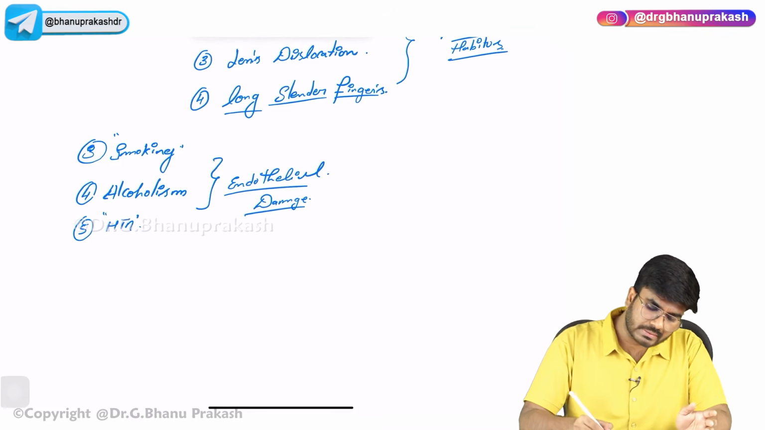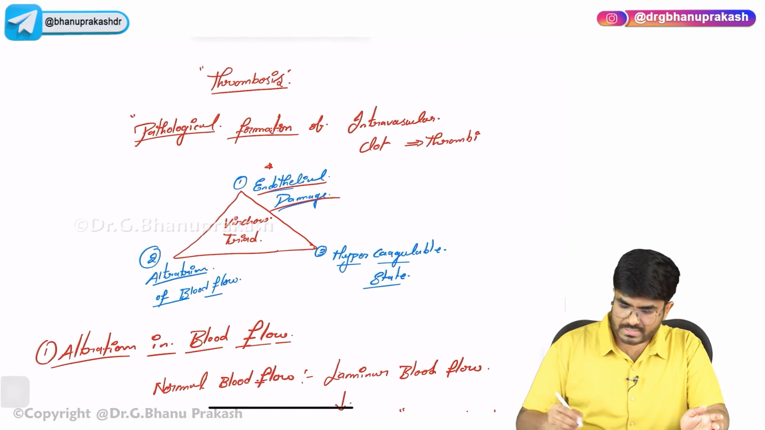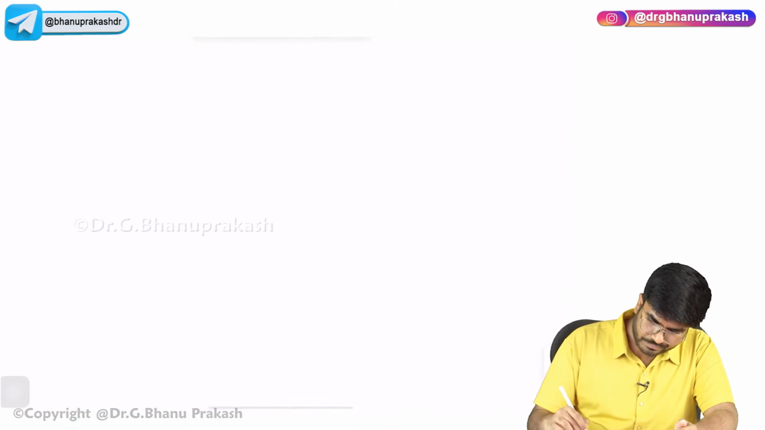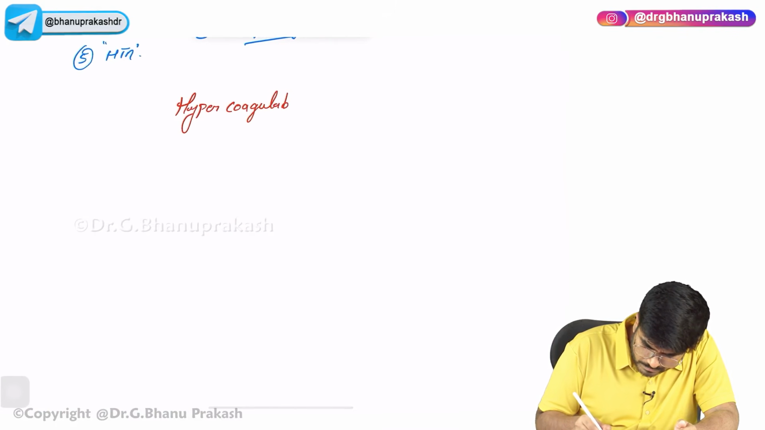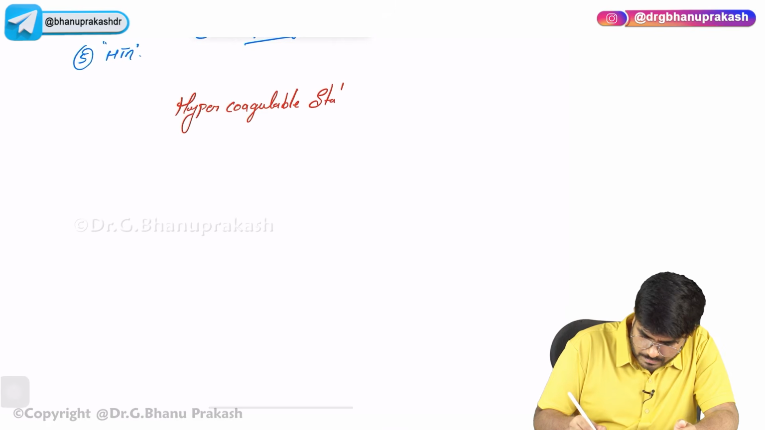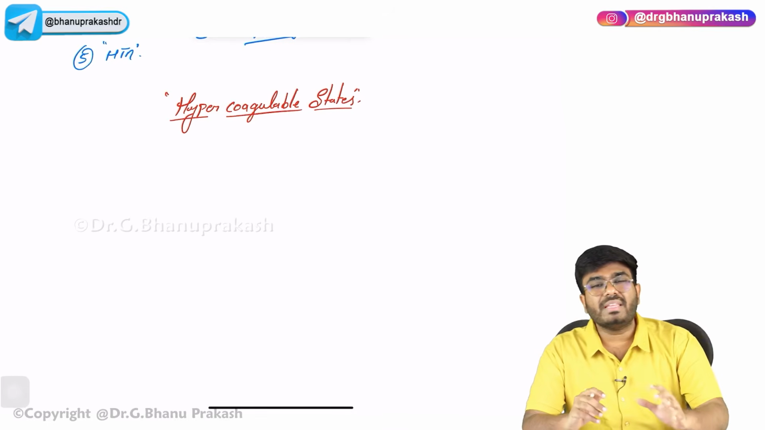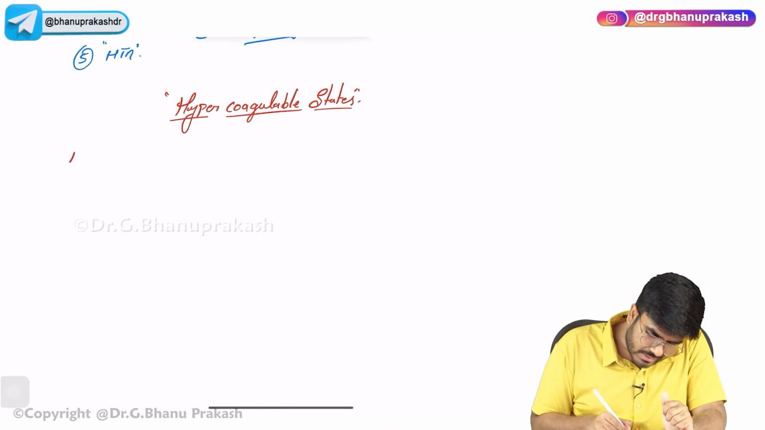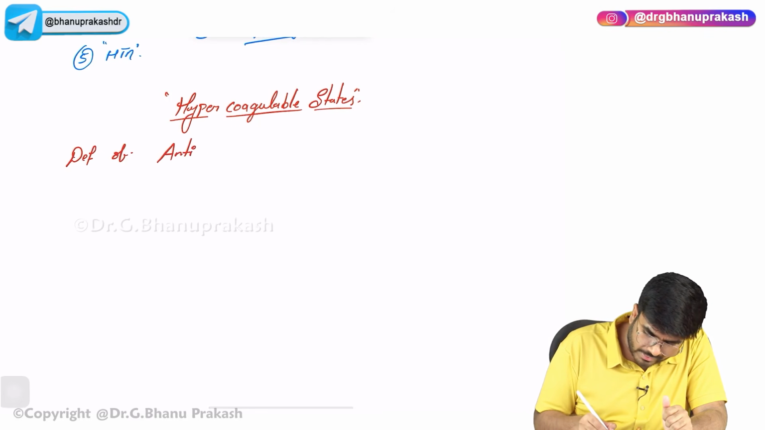Now the last, third thing in the Virchow triad. Okay, in the Virchow triad, the next thing that I am going to discuss is the hypercoagulable state. Okay, let me write here. Hypercoagulable states. So hypercoagulable states. Why hypercoagulable states? Why is the blood becoming thick, hypercoagulable? The main reason is deficiencies of anti-clotting factors.